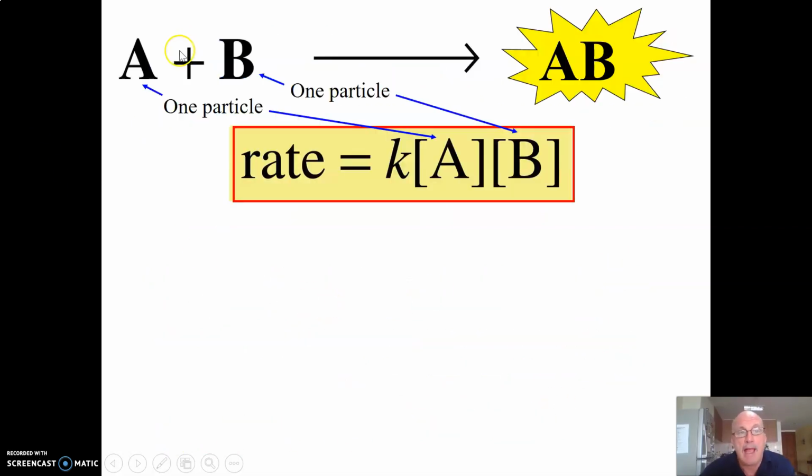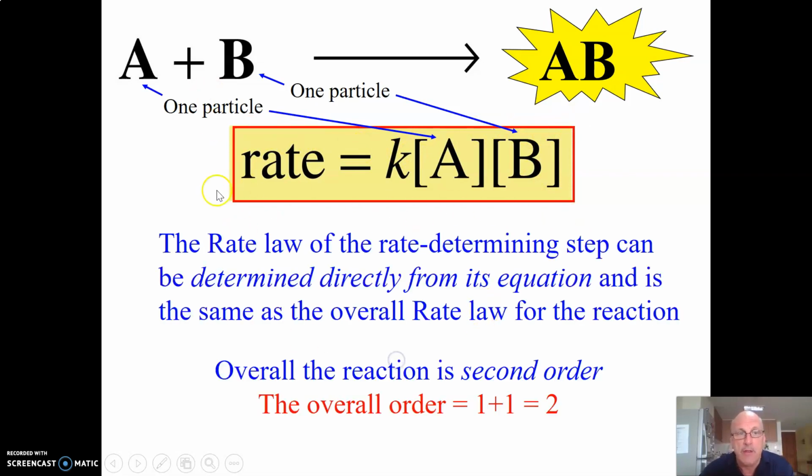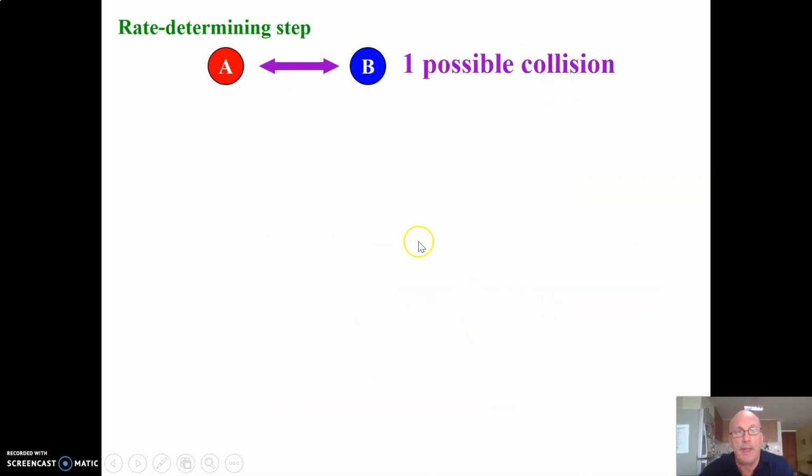And here we are. I am literally looking at a collision here. So I can take the rate law straight from this because it's an elementary step. One particle, one particle, one particle, one particle. And this is also the overall rate law, isn't it? The rate law for the step is the same as the rate law for the overall reaction, second order overall. Okay, now this is interesting. We'll just finish with this.